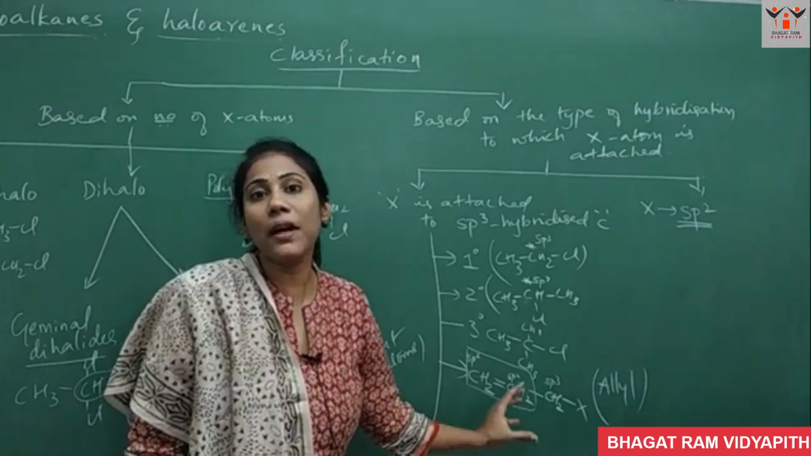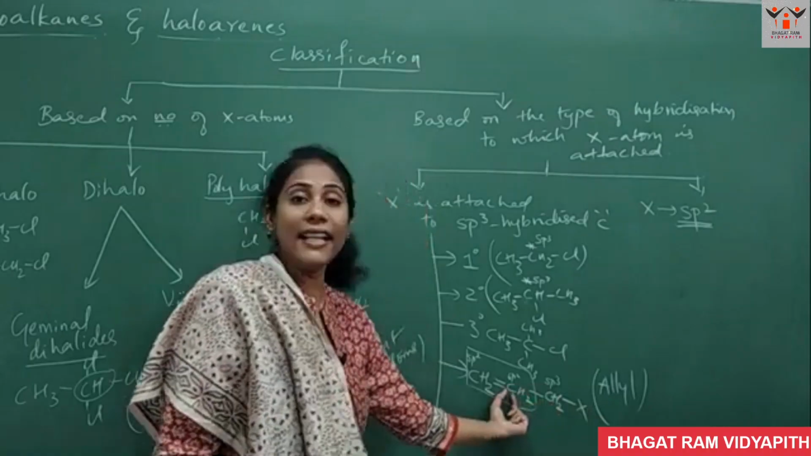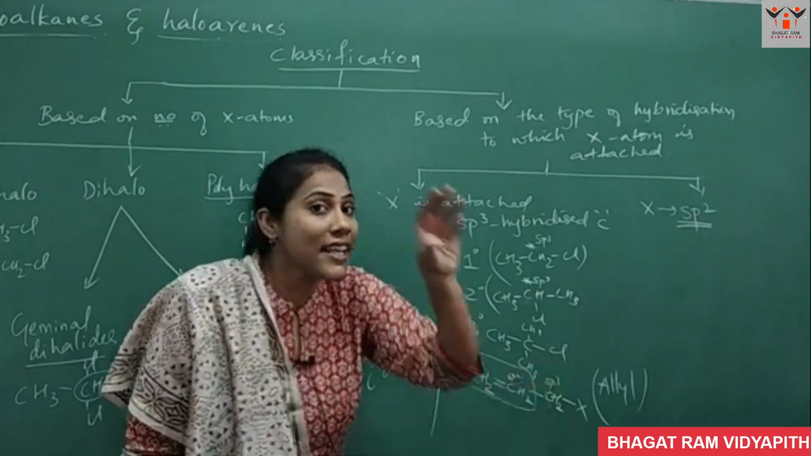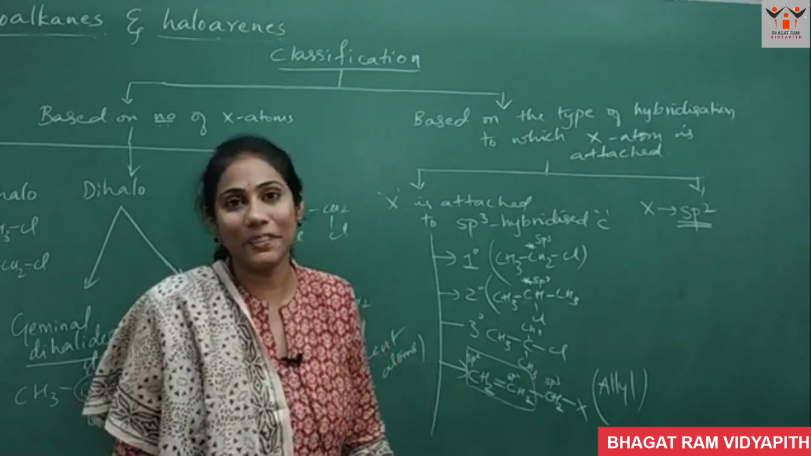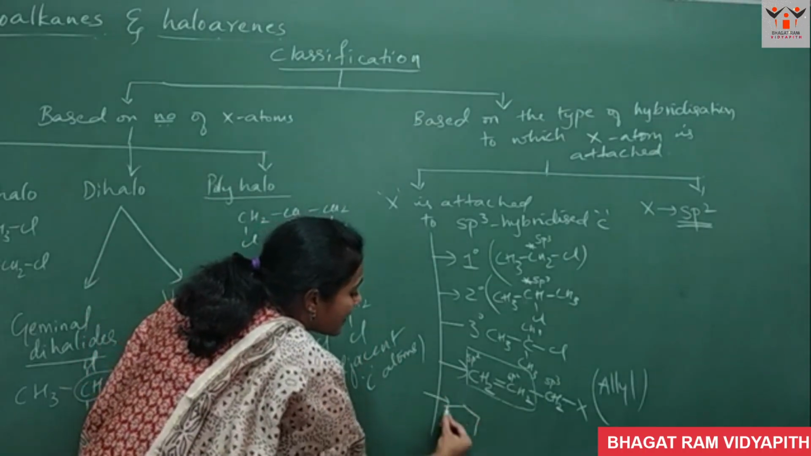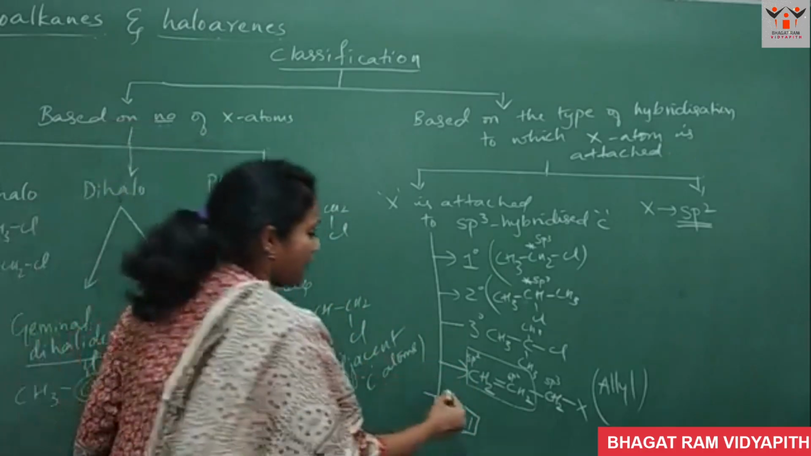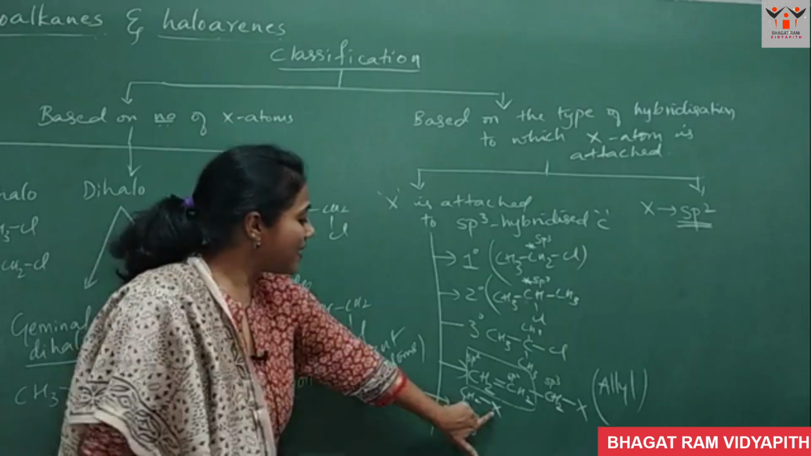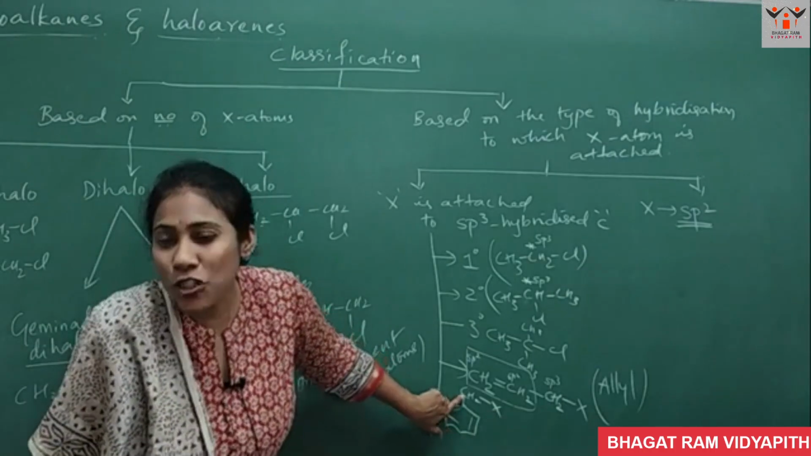Very important idea that you should have. Here X is not directly attached to an sp2 carbon or unsaturated carbon. In between, who is there? A saturated carbon is there. So that is called allyl halide. Similarly, we have benzyl halide. Benzyl halide in the sense same thing. This is benzene. We know in benzene all carbons have sp2 hybridization. So CH2X, look over here, X is not directly attached to benzene, but in between, who is there? A CH2 group is there.